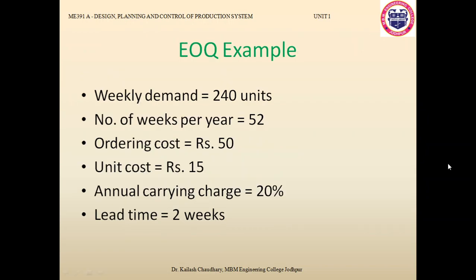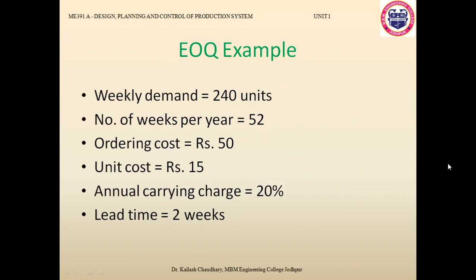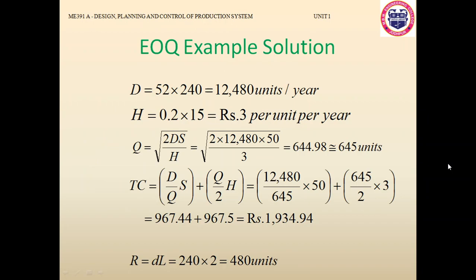So here the example is: weekly demand 240 units, number of weeks per year is 52, ordering cost is rupees 50, unit cost is rupees 15, annual carrying cost charge is 20%, and lead time is 2 weeks. We need to find the total cost, economic order quantity, and reorder point. Let us see how we do this. Annual demand is nothing but the number of weeks multiplied by the products required in a week. So it is 12,480 units per year, as you can see on the screen.